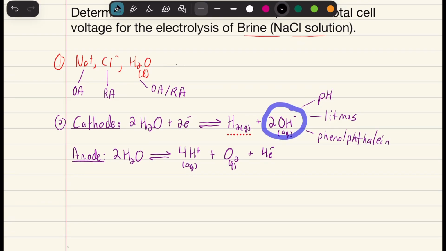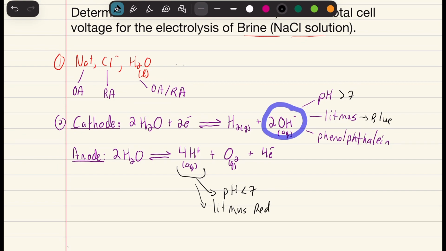And so for pH, we're going to look for anything that is greater than 7. For litmus, we're going to expect it to turn blue. And then at this site as well, the H plus is quite testable, where it'll also respond to pH and it'll yield a pH less than 7. For litmus, it would turn litmus red.